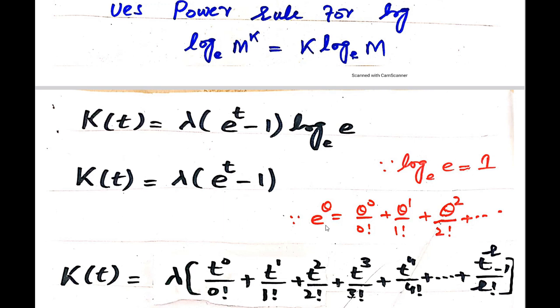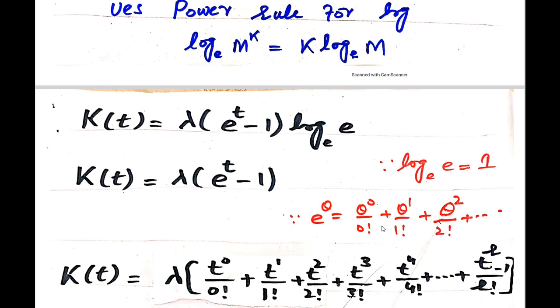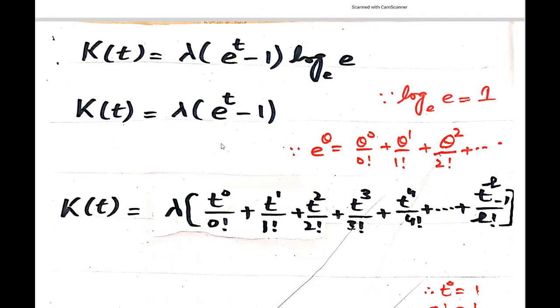As you know, e power theta is equal to theta power 0 over 0 factorial plus theta power 1 over 1 factorial plus theta power 2 over 2 factorial plus so on. So e power t we expand with this expression. Here is theta, now we have t in our equation. So t power 0 over 0 factorial plus t power 1 over 1 factorial plus t square over 2 factorial plus t power 3 over 3 factorial plus so on, t power r over r factorial, minus 1.